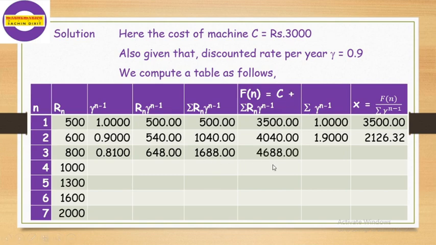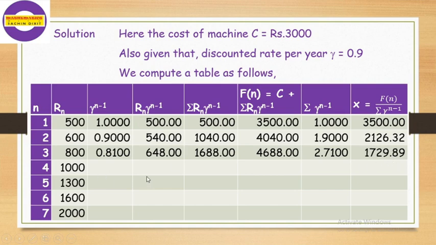Now we add the cost of the machine to this summation. We get 4688. Now we have to find the summation of gamma raised to n minus 1. The value of gamma raised to n minus 1 in the third year is 0.81. We have to add this 0.81 to this 1.90. We get 2.71. Then to find the average cost in the third year, we divide this 4688 by 2.71. We get the value 1729.89. Again it is a decreasing value.